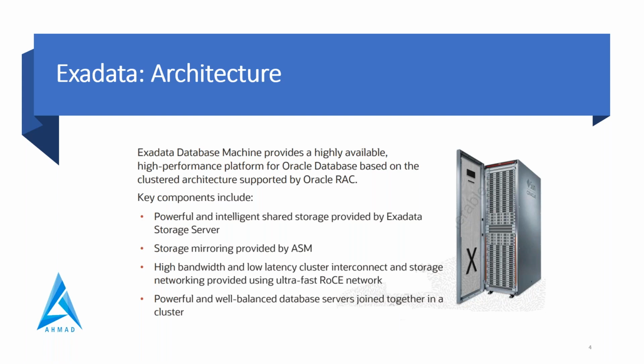And the fourth component of Exadata architecture is cluster interconnect. As I said, the high bandwidth and low latency characteristics of the ultra-fast ROCE network are ideally suited to the requirement of the cluster interconnect. Because of this, Exadata X8 is configured by default to use the RDMA network fabric as both the storage network and cluster interconnect. So we have two networks. One is storage network and another is cluster interconnect.